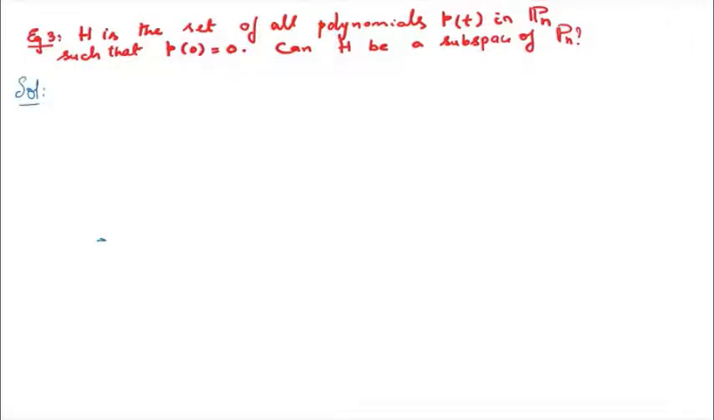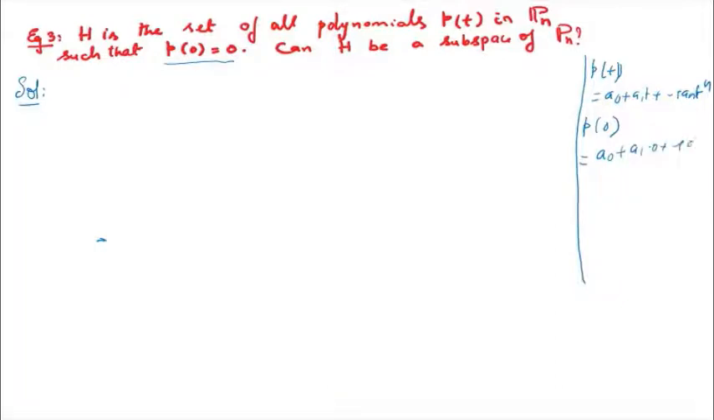So, solution. Before solving this, I want to explain what we mean by P of 0 is 0. If I take P of t as a0 plus a1 t plus and so on plus an t power n, then what do we mean by P of 0? Wherever you have t, you substitute 0: a0 plus a1 into 0 plus and so on plus an into 0 power n. This is nothing but a0, so a0 is equal to 0. That means it will have all the polynomials in which the constant is 0. Just as an idea before doing this.